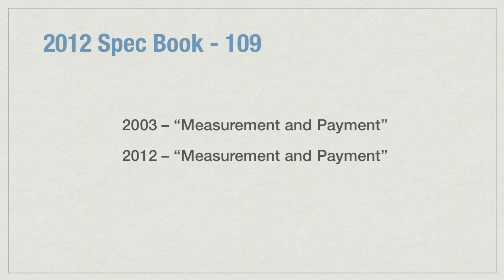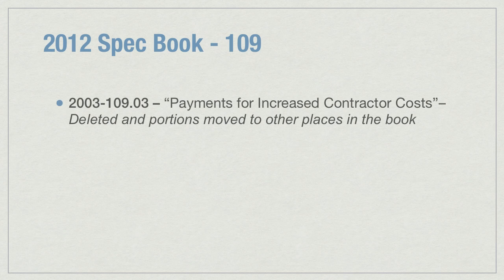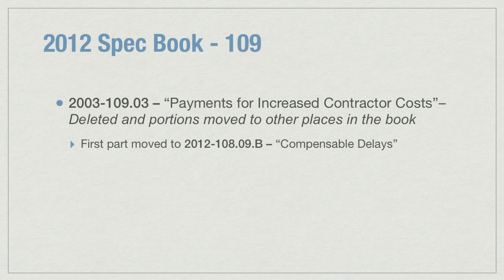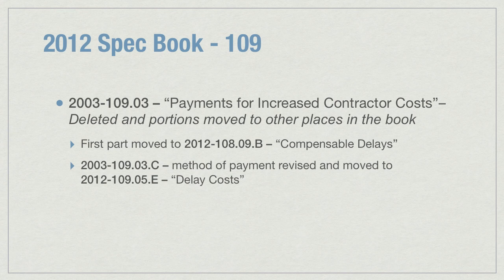Section 109, Measurement and Payment. In the 2003 book, subsection 10903, Payments for Increased Contractor Costs, has been deleted with portions moved to other places in the 2012 book. Old 10903A has been moved to 10809B, Compensable Delays. 10903C in the 2003 book, Method of Payment, has been revised and moved into the 2012 book 10905E, Delay Costs.